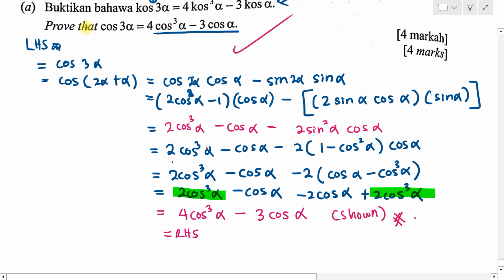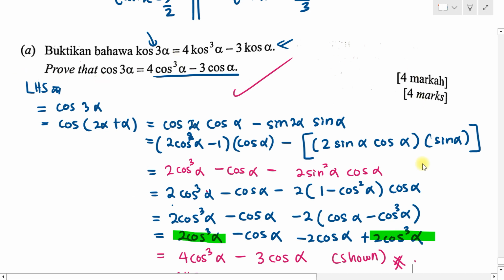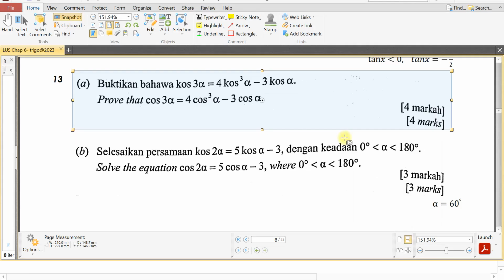Okay, good question. If you can do the proof, good question. If confusing, it's challenging. Okay, right, it's quite straightforward, but you need to use a lot of things. Can you see? You use your compound angle, you need to use your double angle, then you have to use basic identity. Okay, there are many things here in one question. 13, okay, now 13B.